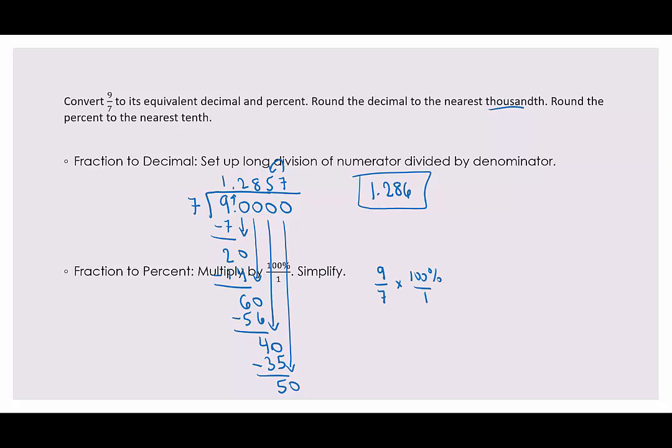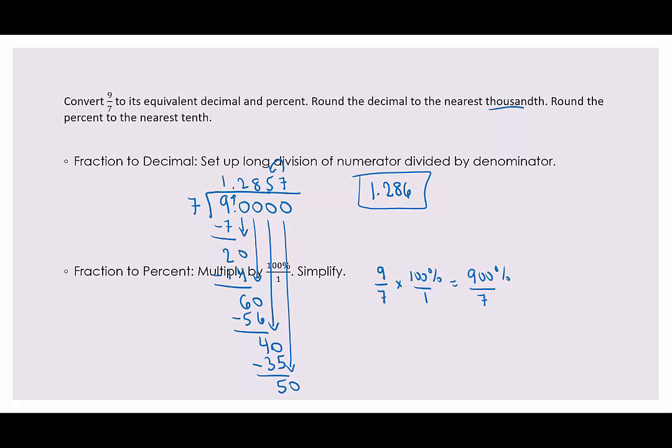Usually I like to simplify before I multiply. Unfortunately for me, I can't. 9 and 7 only have a common factor of 1. Multiplying straight across, 9 times 100 is 900%. Over 1 times 7 is 7. This is really awkward. I would probably convert this to its equivalent mixed number, or you can do the decimal approximation.